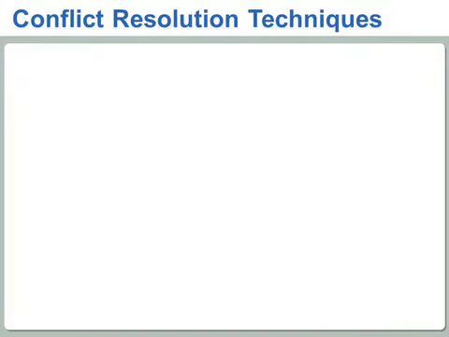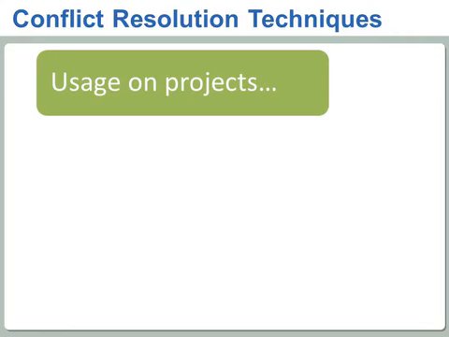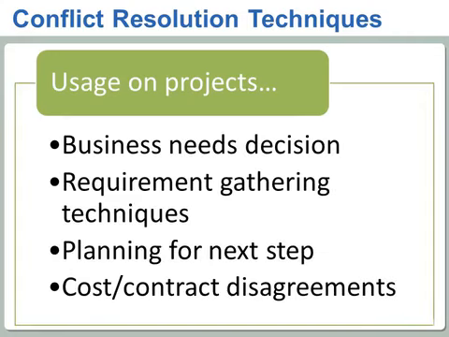Here are a few ideas in regards to where you may have to use conflict resolution techniques on your projects, starting with business needs decisions. It may happen that different business divisions have different needs in regards to where they are going, so that leads to a conflict. Obviously, that is then followed up by requirements gathering techniques. Same thing, 2 people, 2 divisions, 2 departments may have different ideas in regards to what requirements need to go into the final solution. Then planning for the next step.